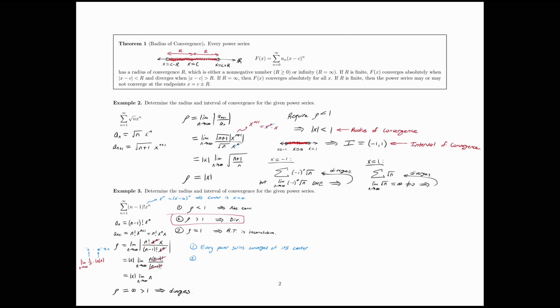So the second thing is exactly what we just talked about, in that this expression equals 0 when x is 0. All right, so we do have the fact that this power series does converge at its center, but because rho is infinity for any value other than x equals 0, we're going to get divergence for any value of x we plug in other than 0.